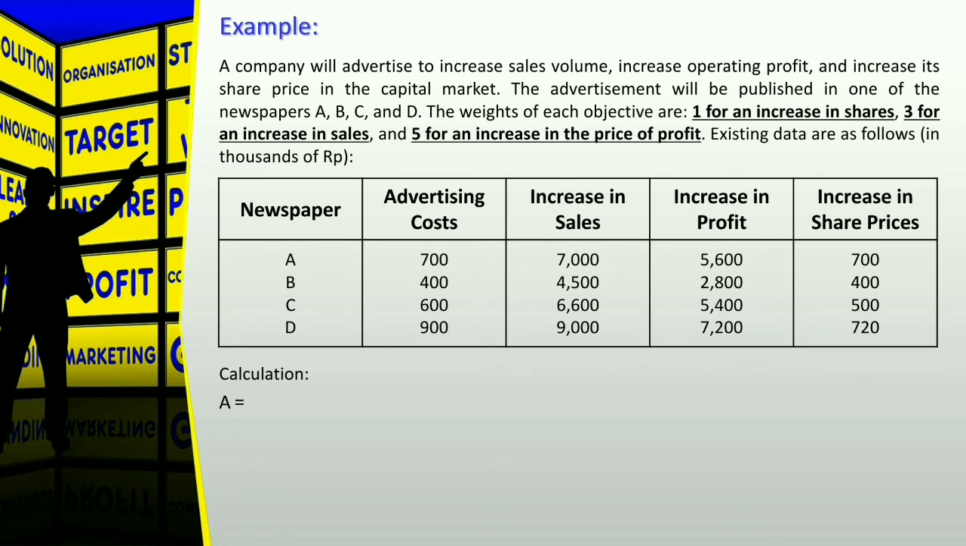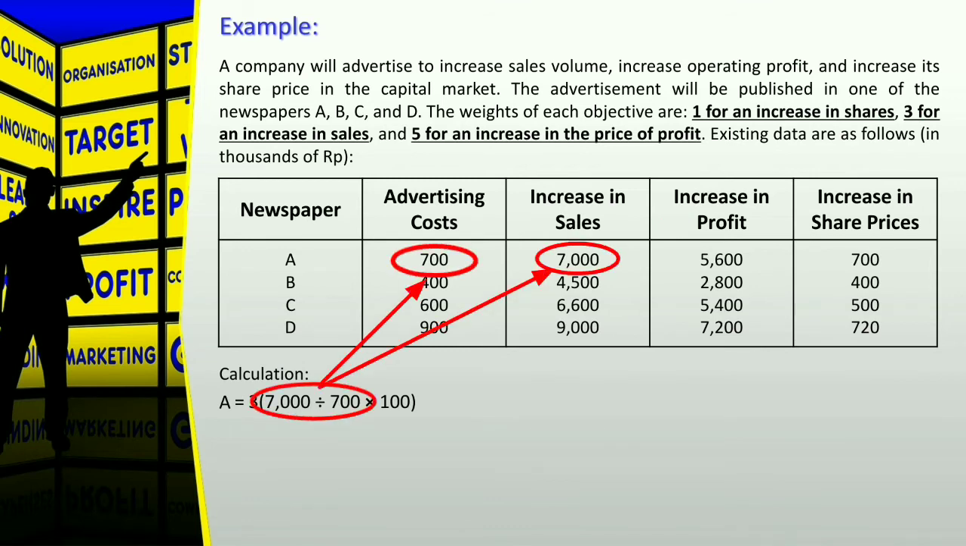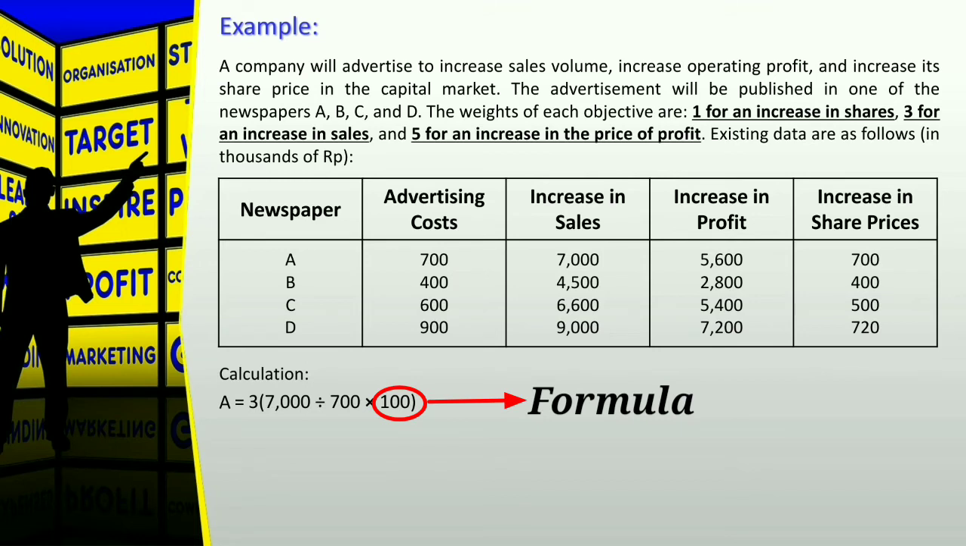A equals 3 multiplied by 7,000 divided by 700 and multiplied by 100. You may ask where I get 3, 7,000, 700 and 100. These values come from the question, the table and the formula. In detail, the 3 is from the question, 7,000 and 700 are from the table, and 100 is from the formula.